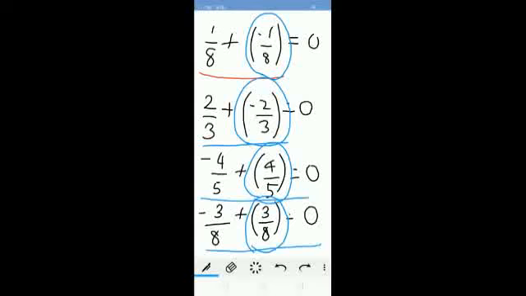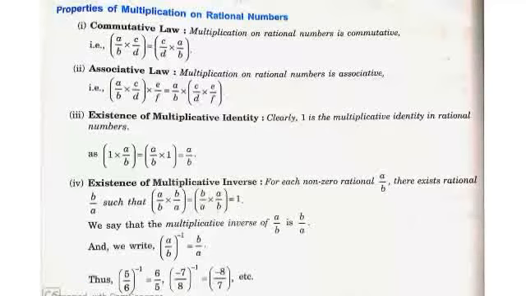So this is what additive inverse is: if the number is given positive, you have to consider the negative number. If the number is given negative, you have to consider the positive number. This is what we have to remember in existence of additive inverse. I hope you understand how to find the additive inverse for the given number.